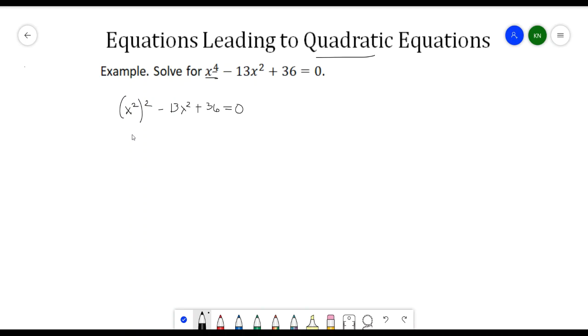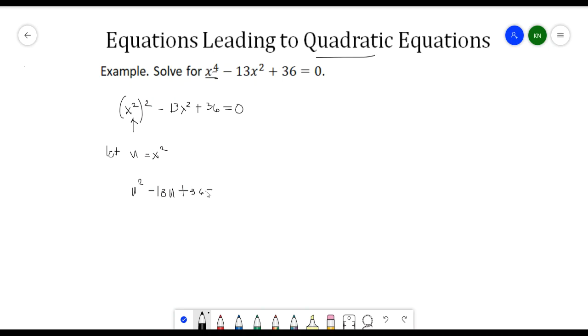So class, you just need to let a variable be equivalent to x squared. So for example, we let u be equivalent to x squared. Meaning all the x squared in our equation will be replaced by the variable u. So from here, we have x squared, so that is u. But we still have another square outside. So we have u squared minus 13. Since this is x squared, you can replace that by 1u. And then we also have the 36.